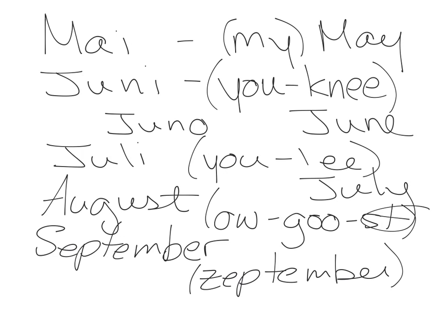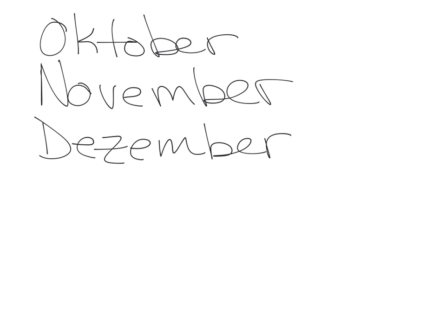Move on to the next one. If we're going to Germanify October, what do you think you'd do to it? Add a K instead of a C. Yes. Otherwise, it's the same. Okay, so try that one. Oktober. November is the same. Try November. And December is very similar. Instead of a C, this time it's a Z. Try December.